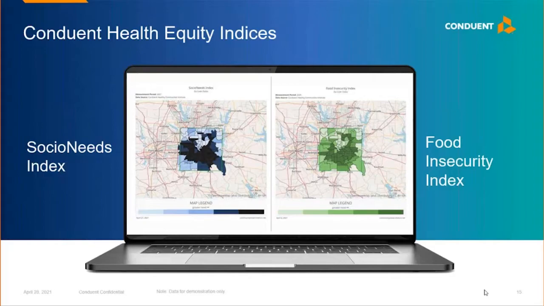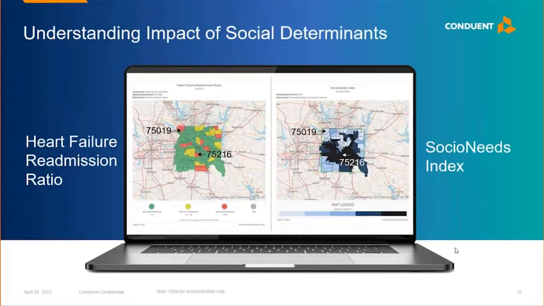And the food insecurity index is a measure of food access correlated with social and economic hardships. For both, the darker colors indicate areas of increased need, and both indices are available down to the census tract level. So let's take a look at how these indices can help you put your hospital data in the context of social determinants of health.